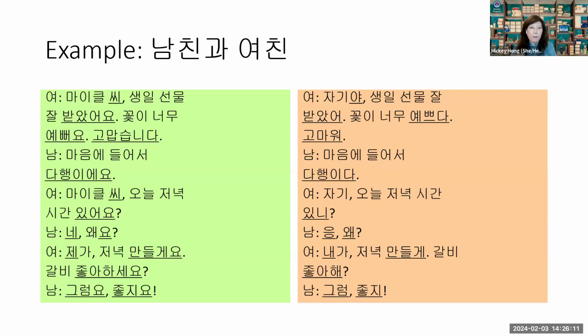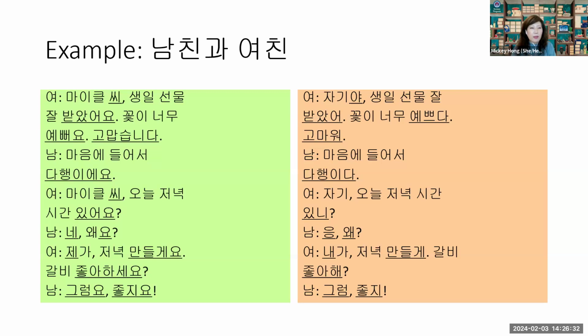꽃이 너무 예뻐요. 고맙습니다. So it was a flower. It was really pretty. Thank you. And he says, 마음에 들어서 다행이에요. It's fortunate that it's to your liking. 마이클 씨, 오늘 저녁 시간 있어요? Do you have time tonight? Dinner? 네, 왜요? Yes, why?